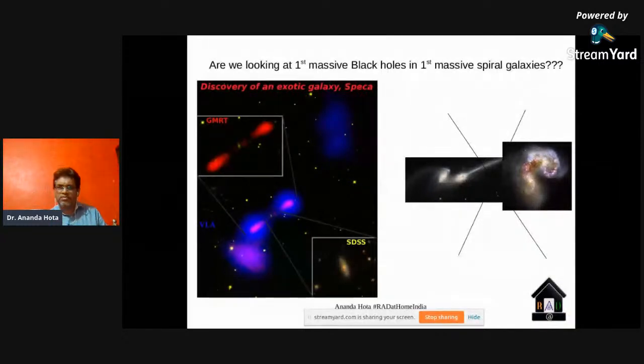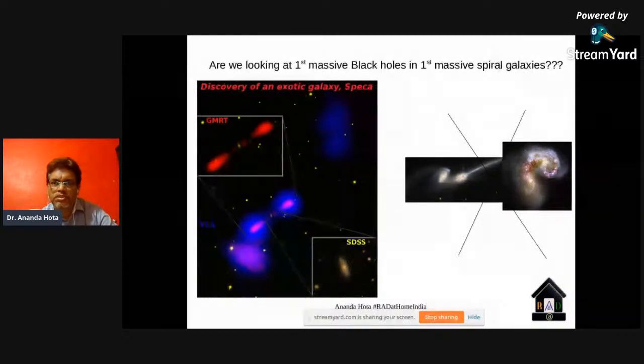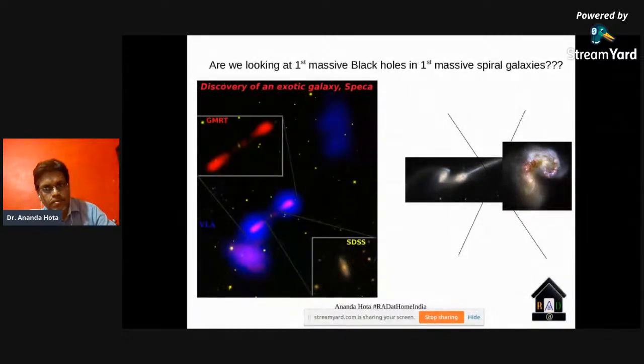If that is the case, are we seeing a different kind of galaxy? Possibly. These kinds of galaxies are rare in the nearby universe, but probably were more common in the high redshift early universe. So the question comes in, we are exploring this process: are we seeing Speca-like galaxies, the first massive black holes and first massive spiral galaxies? After our discovery, actually, 5 more cases have been discovered. And this is a very interesting and growing field now.